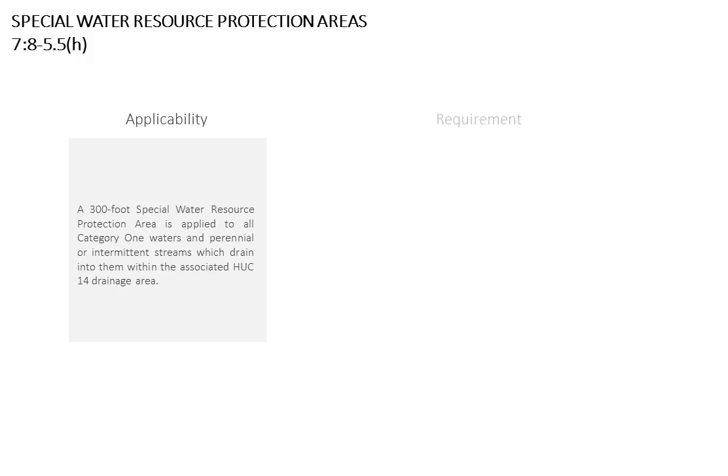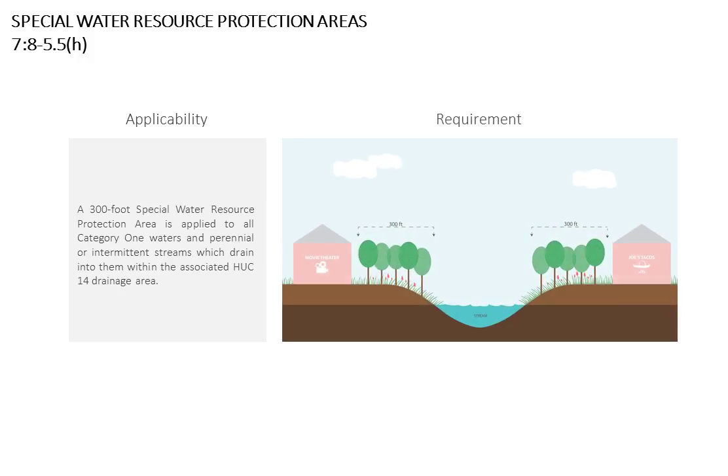Along these streams, a 300-foot special water resource protection area shall be provided on each side of the waterway, measured from the top of the bank outwards, or from the center of the stream if the bank is not defined. Encroachment within this area is only allowed where previous development or disturbance has already occurred. In no case can the area be reduced to less than 150 feet from the waterway.